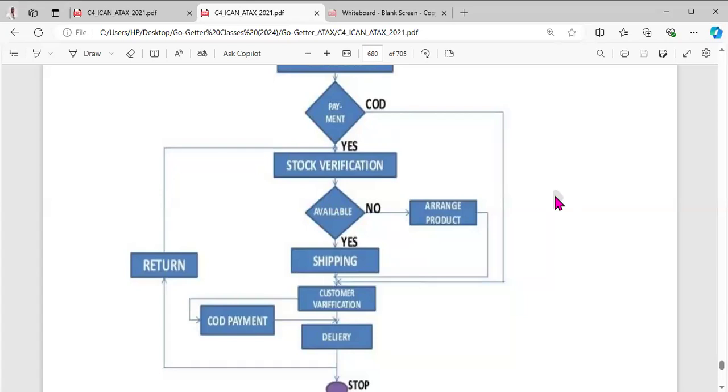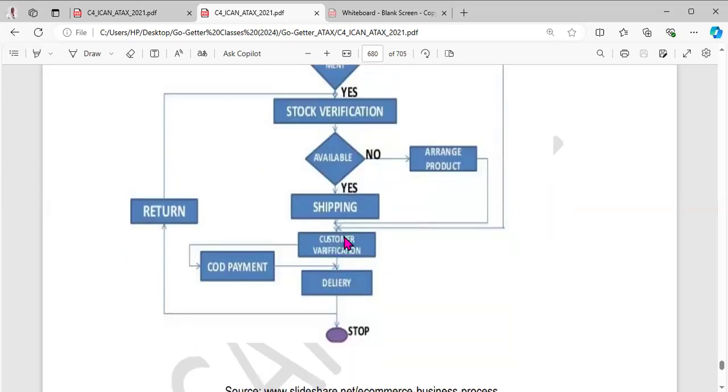They check, and if the stock is not available, they will tell you it's not available. They will arrange for the product to be imported or to be produced or to be brought into the warehouse. If it is available, shipping will be arranged. When shipping is done, the customer collects it, the customer verifies it, and if he wants to pay cash on delivery, he makes a payment. If he has paid already and it's not what he likes, he is going to start processing returns.